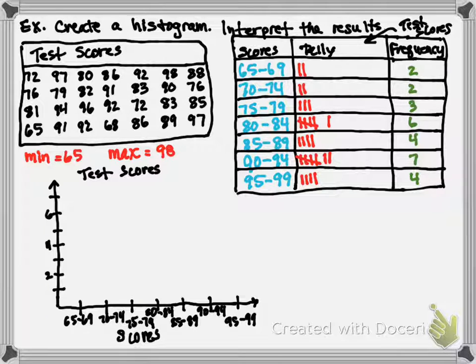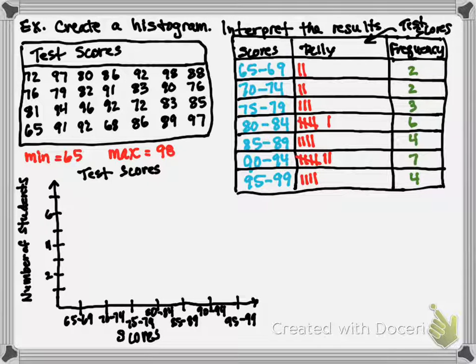Now, what are we going to list over there? We're going to say number of students. So what we're looking at is how many students scored in each of these intervals, right? Number of students. Makes more sense than just saying frequency. And then we're going to draw our bars. And I'm just going to draw them all the same color.